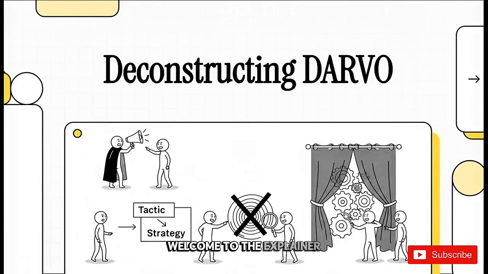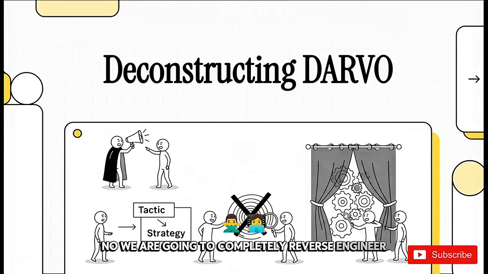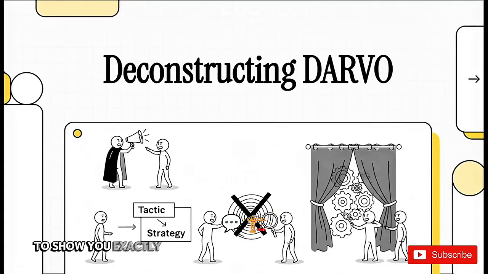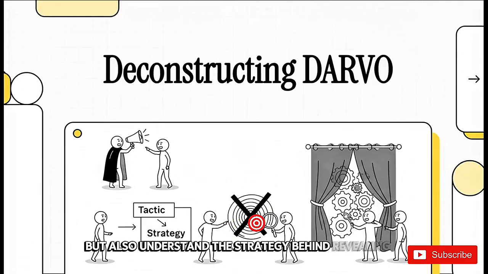Welcome to The Explainer. So today, we're doing something a little different. We're not just going to talk about a manipulation tactic. No, we are going to completely reverse engineer the playbook used to expose it. We're pulling back the curtain to show you exactly how a powerful message like this is constructed, so you can not only spot the tactic in your own life, but also understand the strategy behind revealing it.